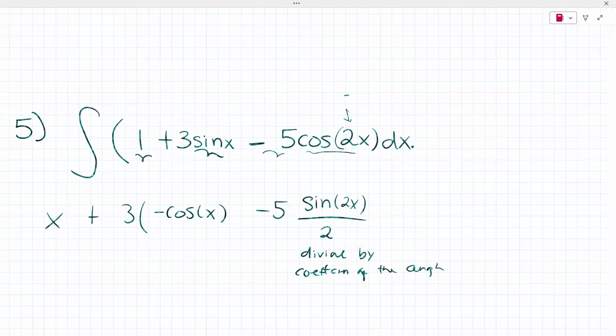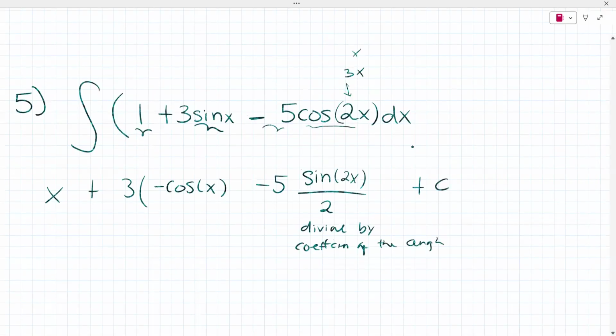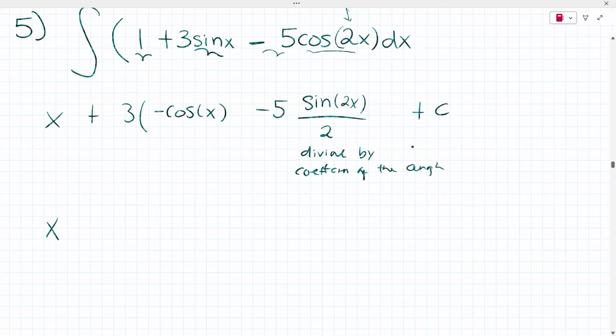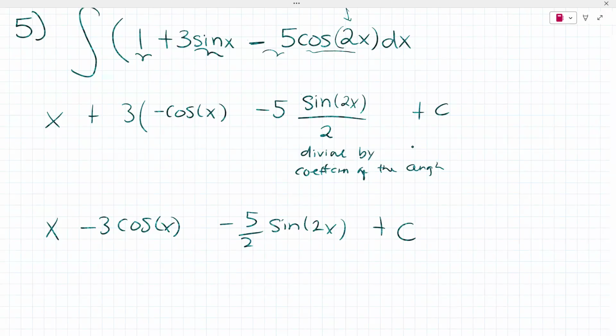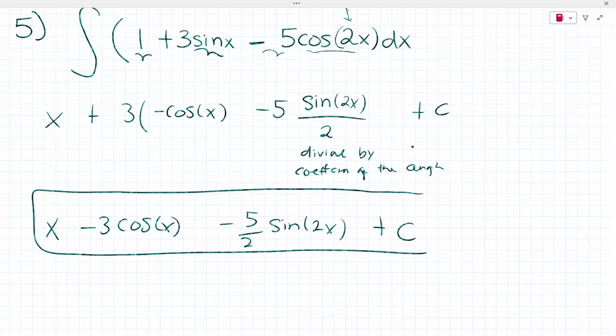Okay? So if this was a 3x, you're going to divide it by 3. If it was a 5x, you're going to divide it by 5. And then don't forget the plus c. So you're going to get x, and then 3 times negative is negative 3 cosine of x. And then this is going to be negative 5/2 sin 2x. Okay, so that's one way of doing it. The other way is you can just take the integration separately, one by one. That's perfectly fine. And then for this one, you could also use what's called U substitution.